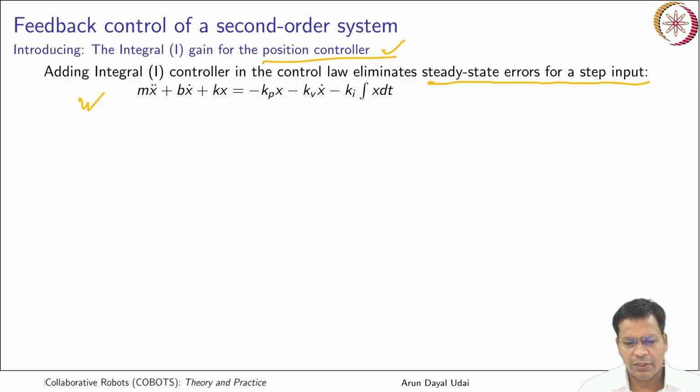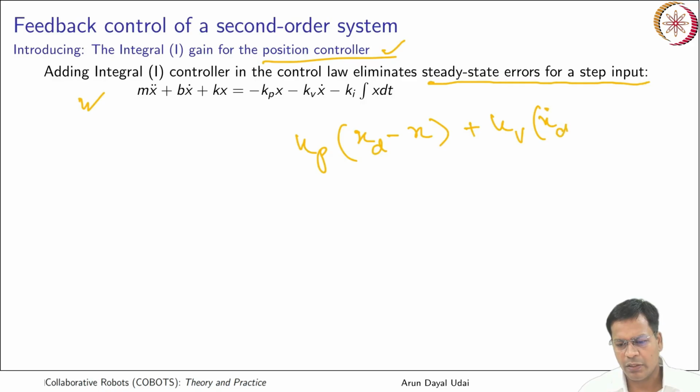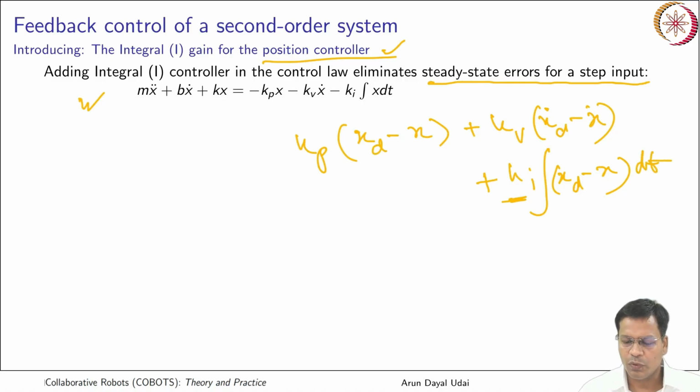So now my new equation will be Kp (xd minus x) plus Kv (xd dot minus x dot). Now there is yet another term, Ki, which is the integral gain, the integral of the error, so it is Ki times the integral of (xd minus x) dt. This term may be defined as the error integrated over a period of time.